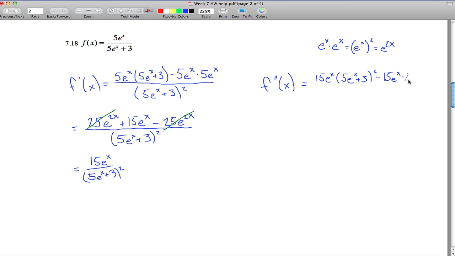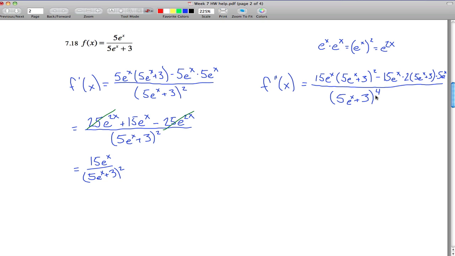So we got, bring the 2 down, and then multiply by the derivative of the inside here. Oh yeah, the derivative of the inside is just 5e to the x. But then don't forget it's the quotient rule, so it's all this mess divided by the bottom squared. (5e to the x plus 3) squared is (5e to the x plus 3) to the 4th. And here's our second derivative.